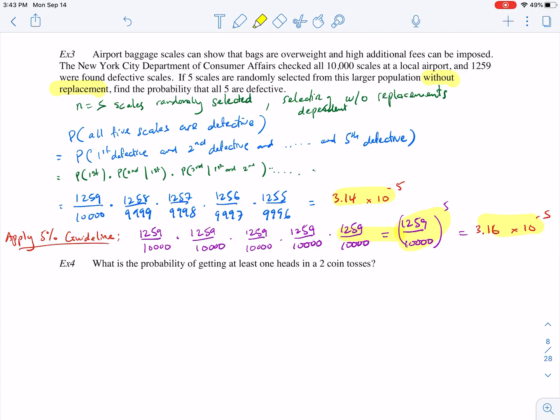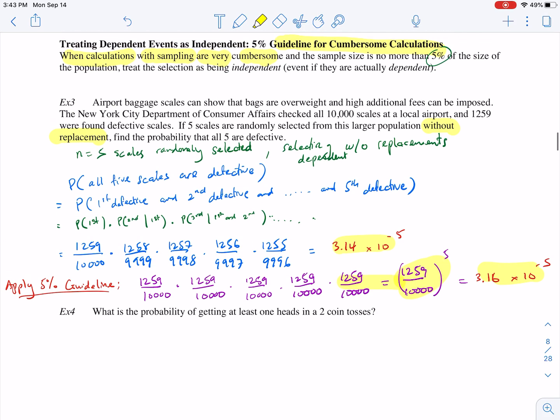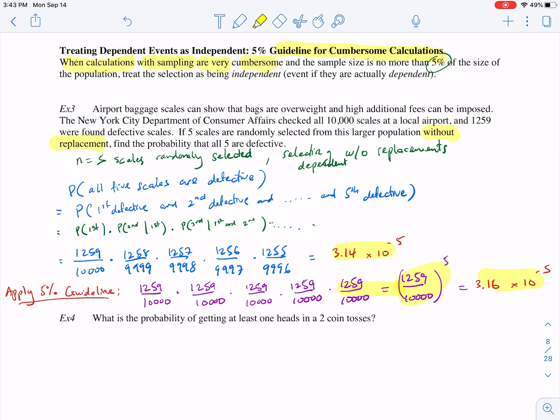Imagine our selection is not 5 scales, but 100 scales selected from an even larger population. Certainly we don't want to do the first method here. That's just too much work. Okay, so that's when we know the 5% is being applied. And how do we calculate the 5%? Well, 5% of 10,000 is 500. The scales we're picking is only 5 scales, so that's much lower than the 5%. Okay, so that's the example where we use the multiplication rule, where we treat the dependent events as independent events.